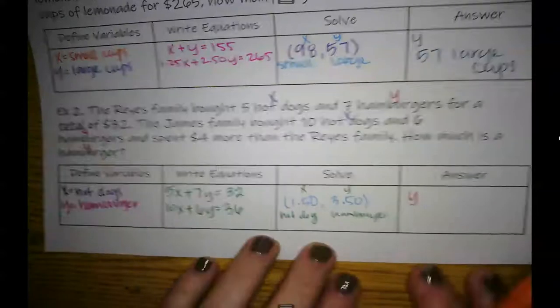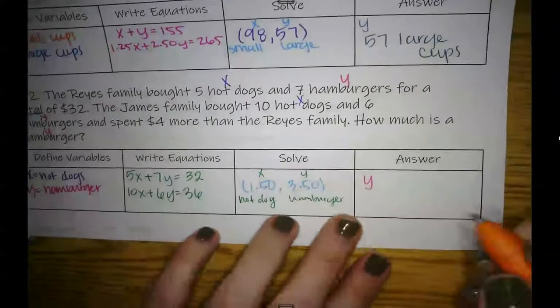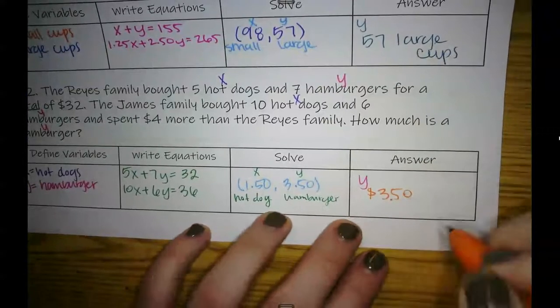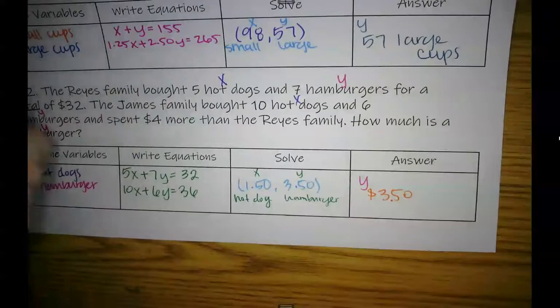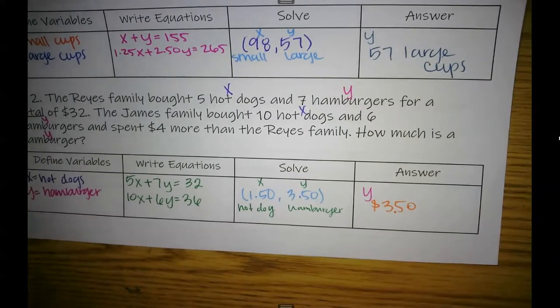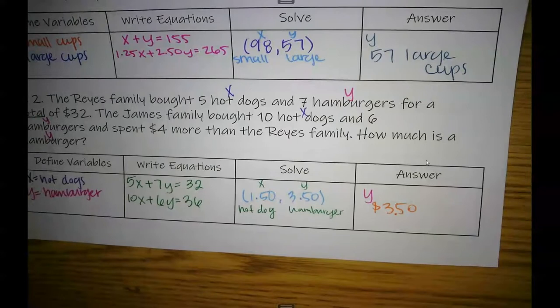So we wanted to know how much is one hamburger. One hamburger is $3.50. Make sure that you're relating all of this to your actual word problem. If you give me the answer is 3.5, that's not really accurate. The most tricky part is writing the equations, so you'll probably need extra assistance in setting those up initially.